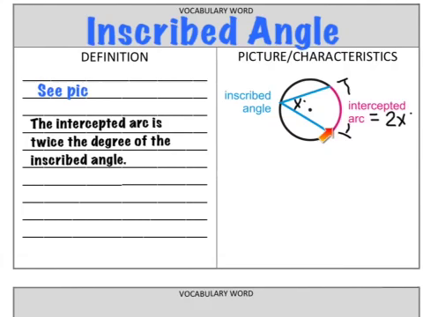Unlike yesterday's vocab word, central angle, where it was the same angle. So, the intercepted arc is twice the degree of the inscribed angle. So, this angle and this arc, this one is half the size of this one. Pretty easy, right?